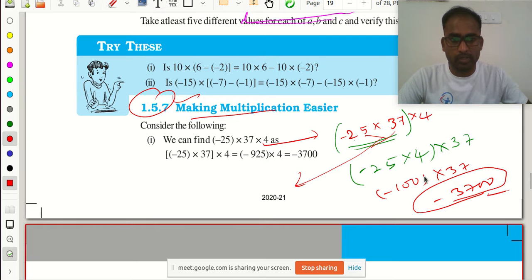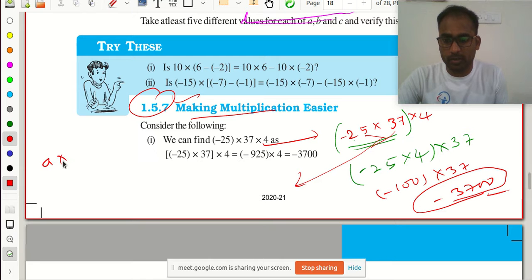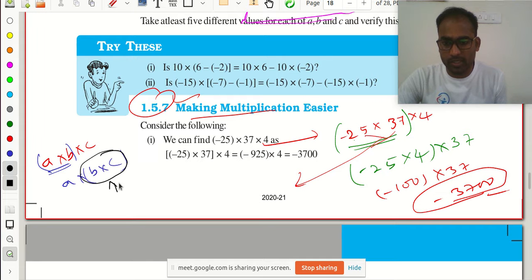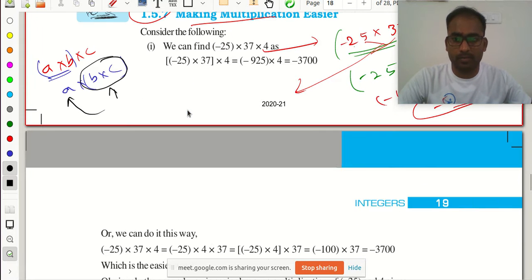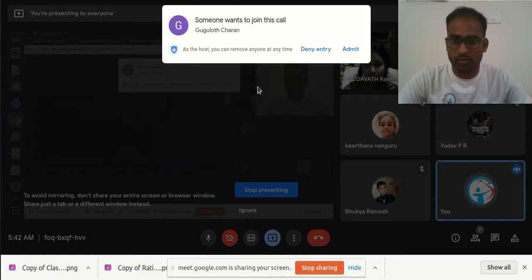Associative property means which operation I need to do first. Suppose here I have A into B into C. Where do I need to multiply first? Suppose the bracket is here, then I need to do the multiplication inside the bracket first, then multiply with A. This is the procedure. Clear?